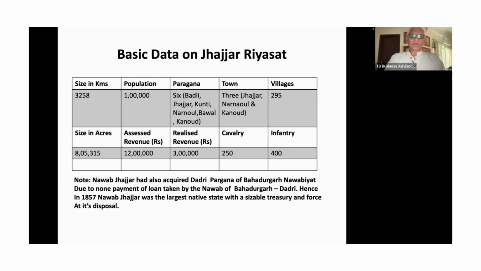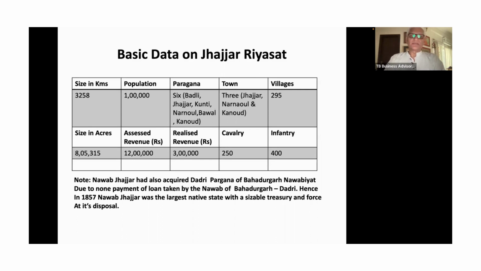As I already brought out, it was spread over 3,258 square kilometers, and housed a population of more than 1 lakh. For administrative purposes, it was divided into 6 parganas, that is the parganas of Badli, Jhajjar, Kunti, Narnaul, Bawal, and Connaught. Dadri, in those days, formed the 7th attached pargana. It had 2 major towns, that is Jhajjar and Narnaul, and 1 major fort, that is Connaught Fort, which is nowadays called Mahendragarh. It had 295 villages.